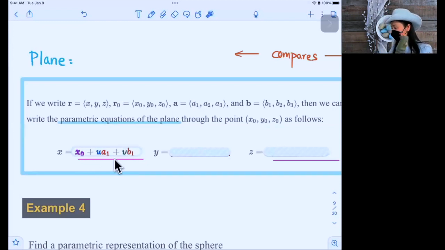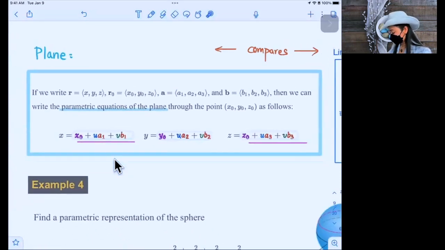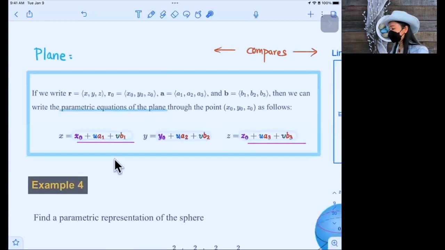And similarly, y equal to what, everyone? Yes, y naught plus u times a2 plus v times b2. Okay. And then the last one, z equal to everyone. Yes, you got it. Good job. So those are the parametric equations for the plane. You can compare that with the parametric equation for the line. This time we have two components, two parameters, u and v.